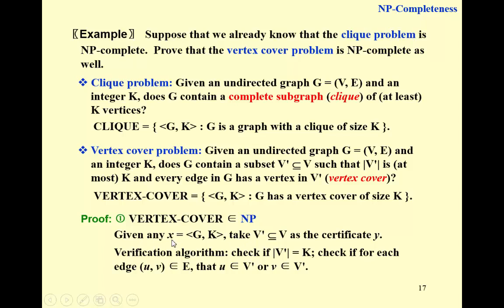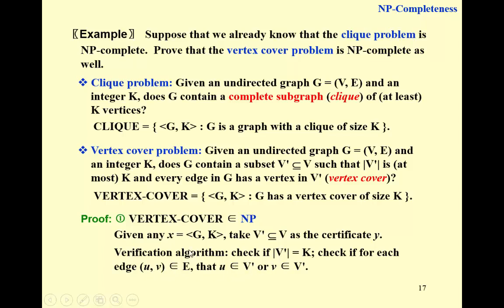Right? So given any instance x, which is a specific graph and a specific k, we take any subset of the vertices as the certificate y. And the verification algorithm is to check two things. First, to check if the size of this subset is exactly k. And the second thing is to check if for every edge (u, v), at least one of them must be in this subset.